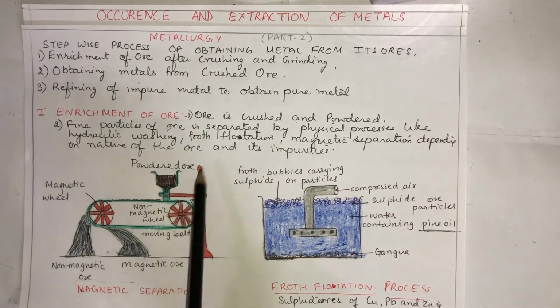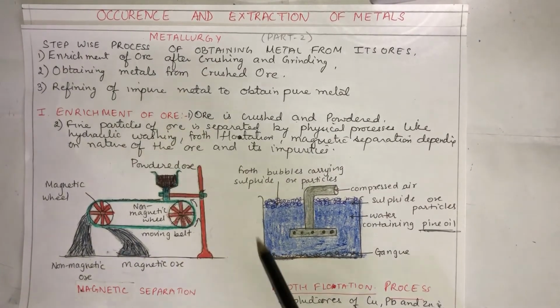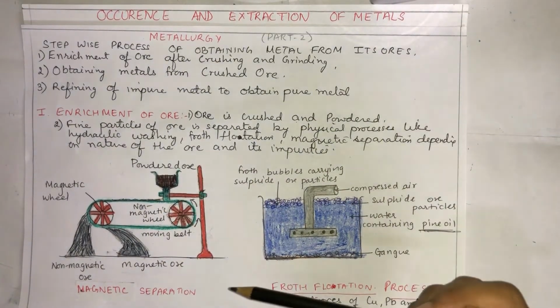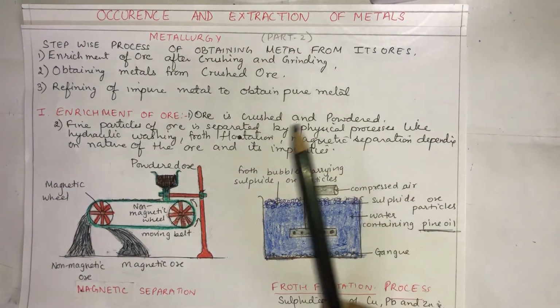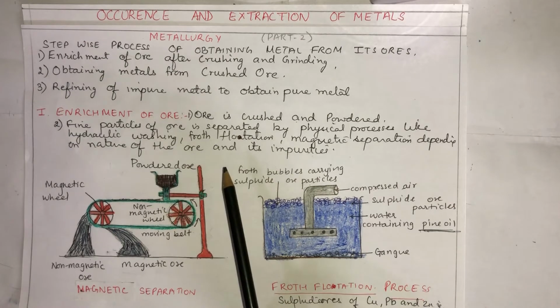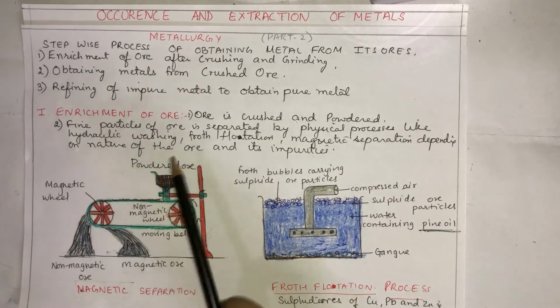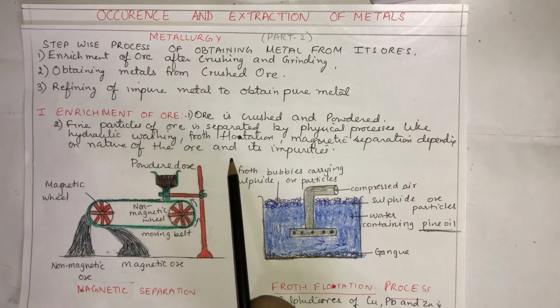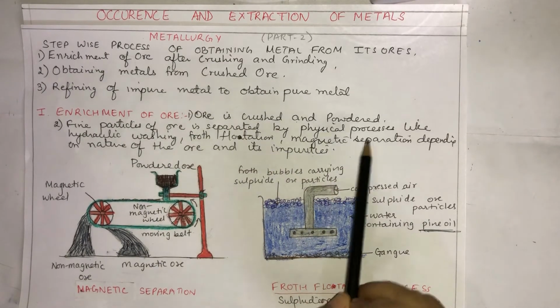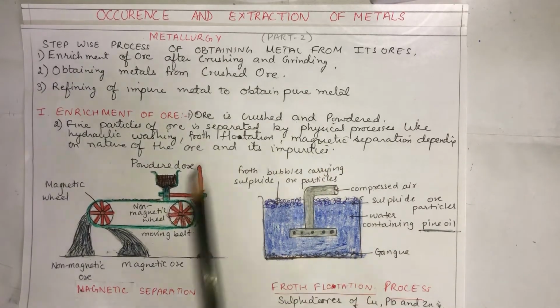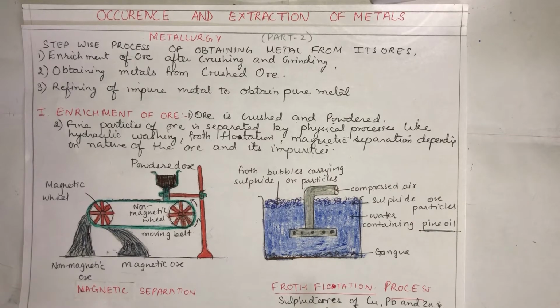Now this enrichment of ore can be done either by hydraulic washing or froth flotation or magnetic separation, but it has to be kept in mind that you understand the nature of ore and the nature of impurities present in that ore before implementing any method. So let us understand magnetic separation and froth flotation process in detail.